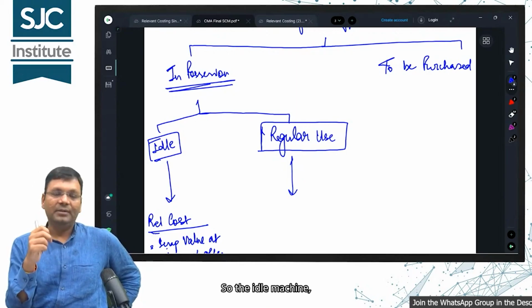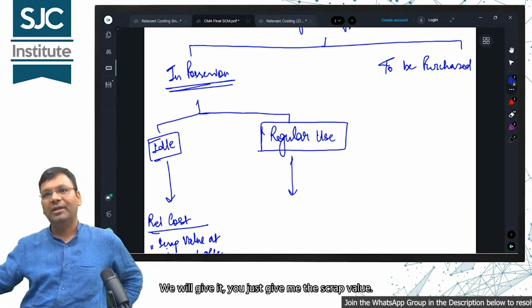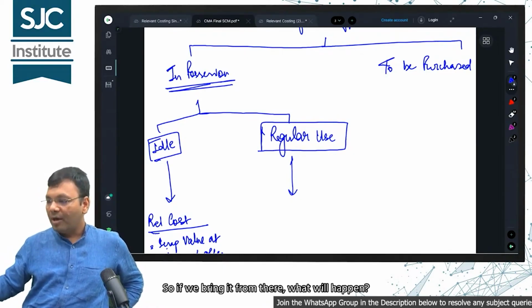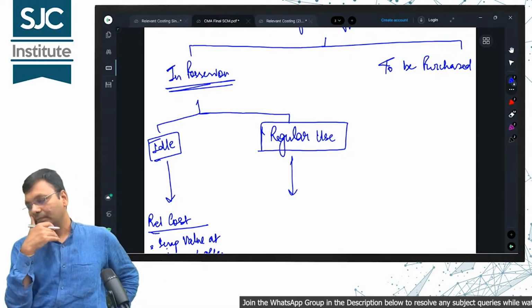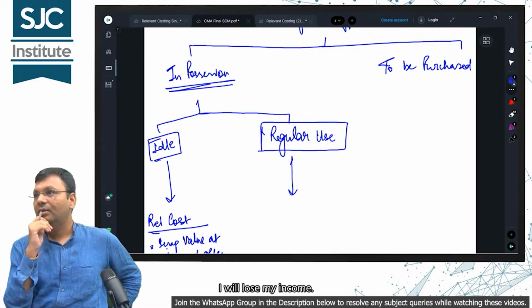So the idle machine, if we have an idle machine, we will give it. You just give me the scrap value. Now the machine is used regularly. So if we bring it from there, what will happen? What happens if we bring it from there? I will lose my income.